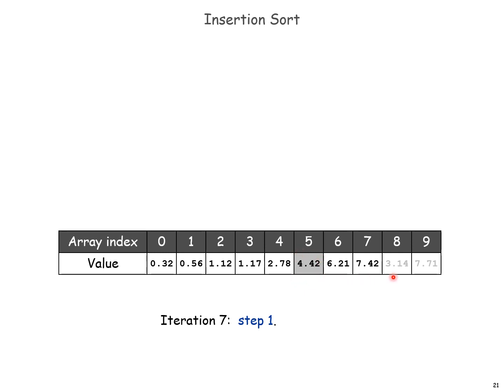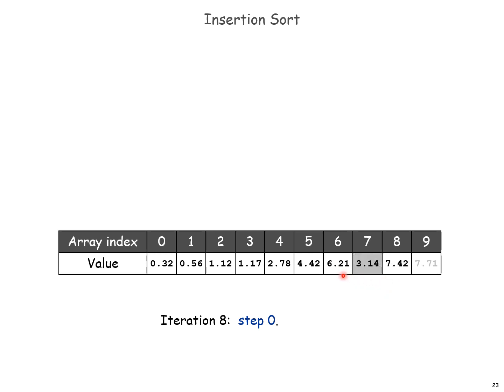Now let us go for the 9th item. Take it as the key item. So 9th item is 3.14. So compare this key element with the previous item. So you can see that the key element is smaller than the previous item. So go for a swap.